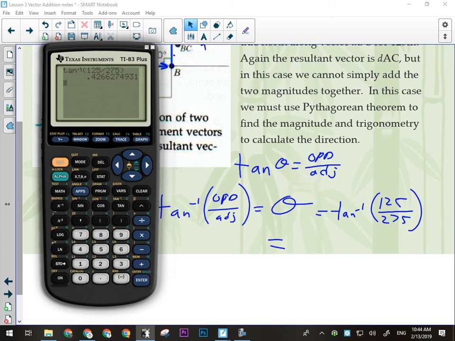And I'm in radian mode. See, that's the wonky answer. Mode. Yep, I'm in radian mode. Degree, better. So I'm getting 24.4 degrees here as my answer.